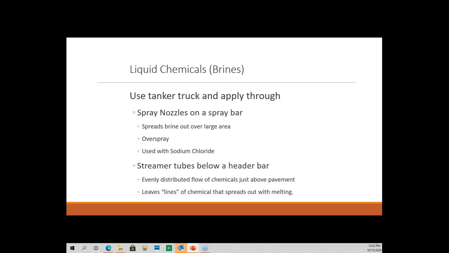Brines, usually we use a spray nozzle. Generally speaking, on most of our liquid chemicals, we use a streamer tube. The sodium chloride can actually be sprayed out of a distribution spray nozzle. Your mag chloride, your calcium chloride as a liquid, you want to use streamer tubes to put them into a row so you don't cover the whole pavement with the chemical, because then you'll have a greater chance of having a slick type of issue.